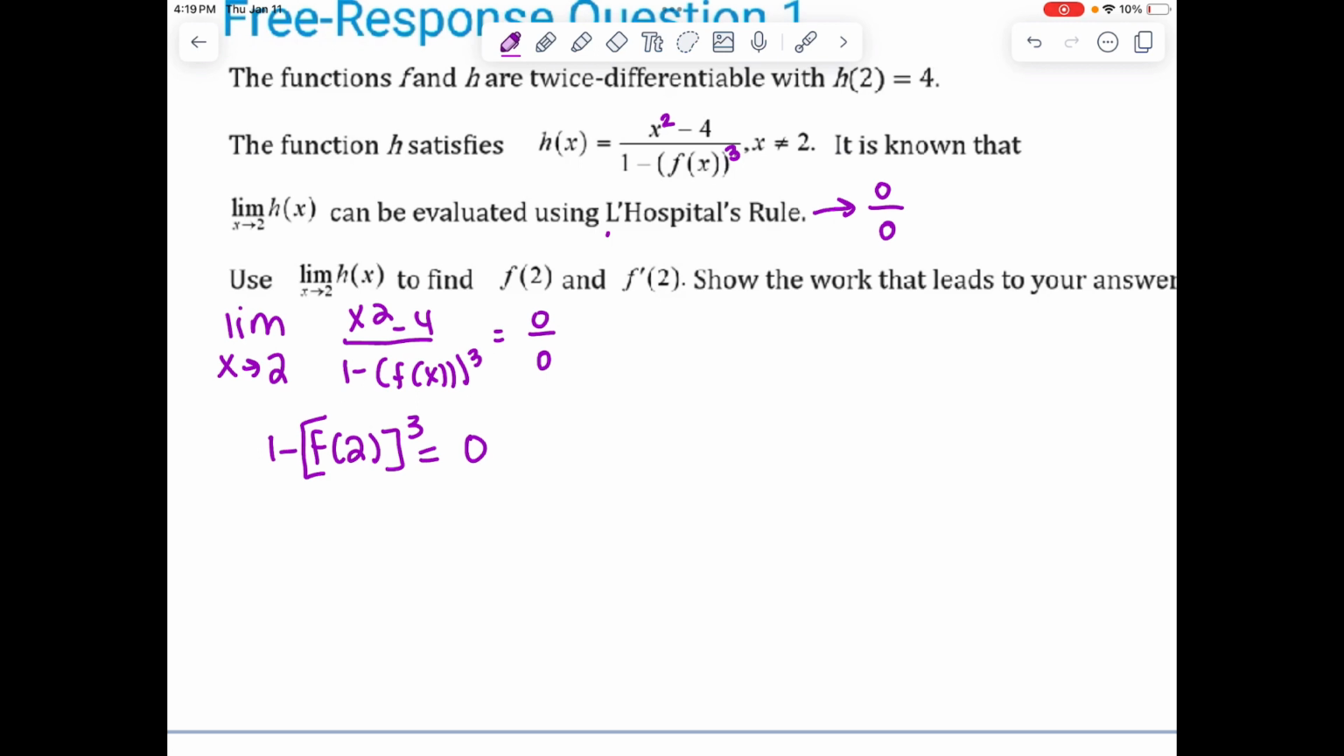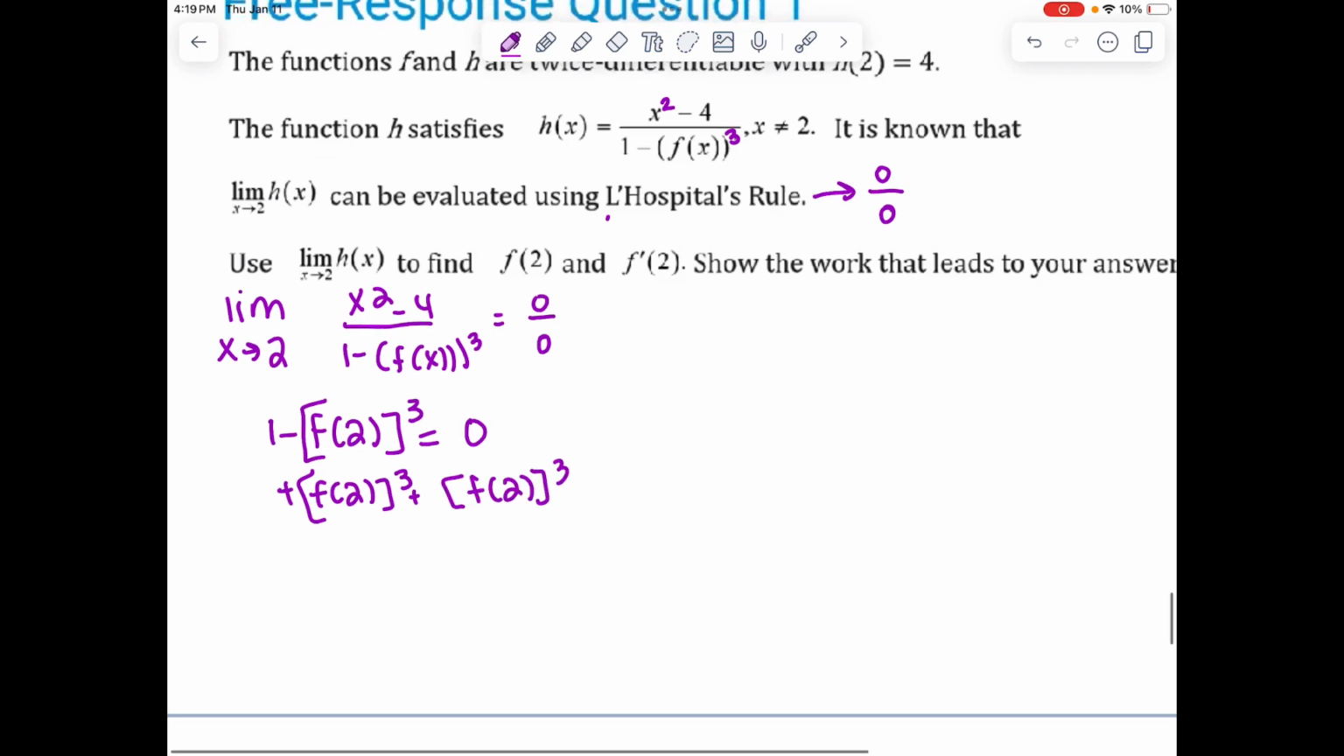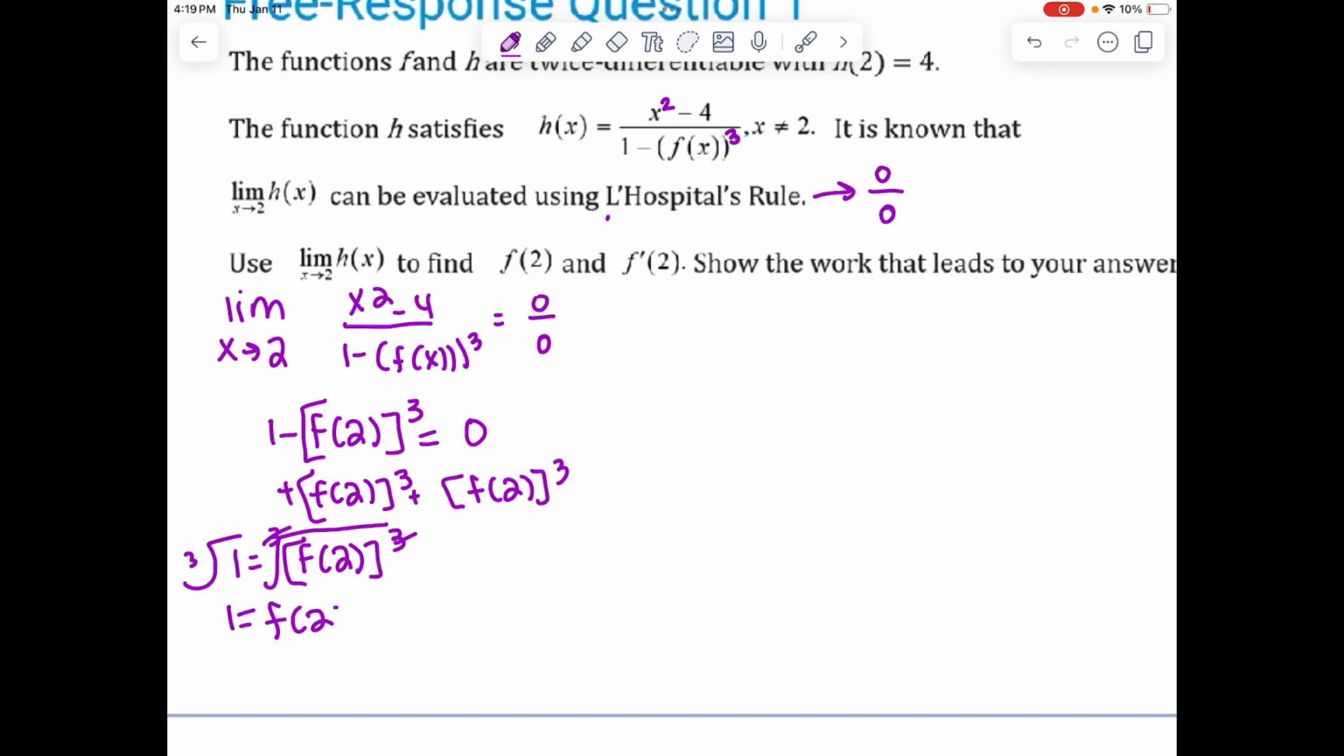So I'm going to add this to both sides. And I'll get 1 equals f of 2 cubed. And then I've got to solve for f of 2, so I'll just take the cube root of both sides. And I'll get 1 equals f of 2. So I've solved half the problem so far. I have figured out that 1 equals f of 2. And I did that from that little fancy rule, L'Hopital's rule, that said I could use L'Hopital's rule.